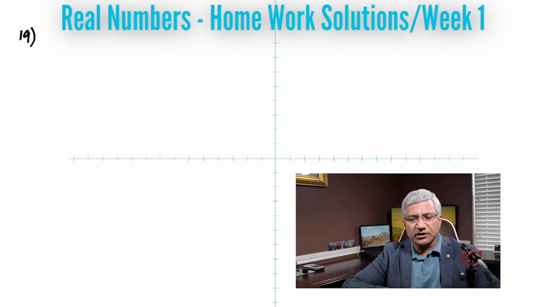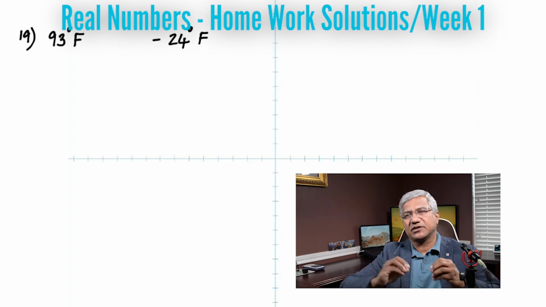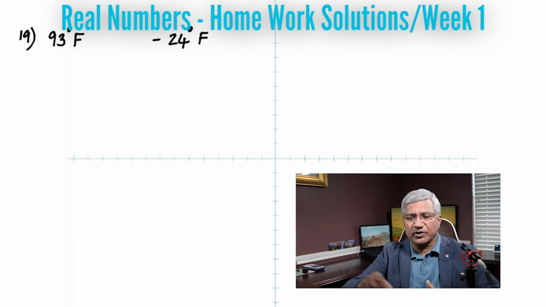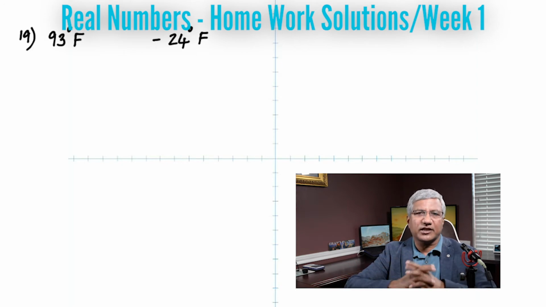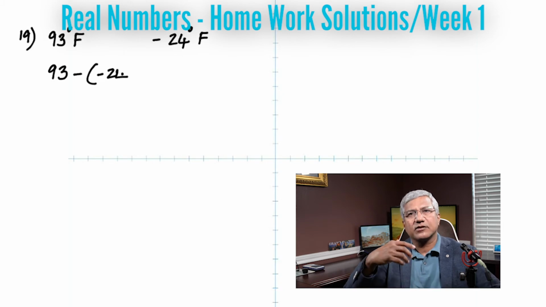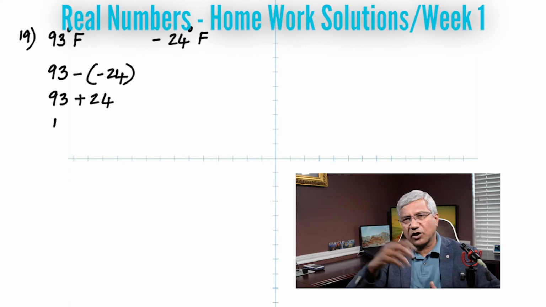Okay, 19. So now we have a word problem where the temperature difference is given as the highest temperature being 93 degrees Fahrenheit and the lowest being negative 24 degrees Fahrenheit, and you're asked to find the difference between the two temperatures. Okay, so in fact you're asked to find 93 minus negative 24. So minus times minus is what? Positive. So it's actually 117.